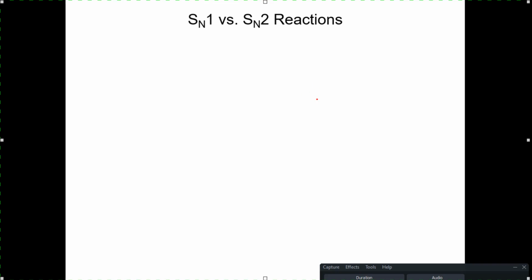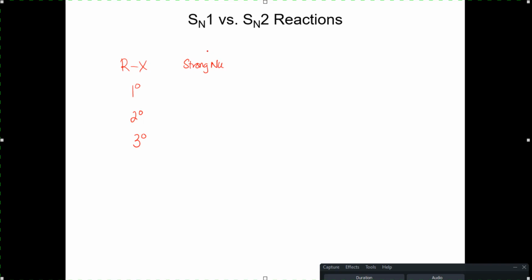So now let's talk about SN1 versus SN2 reactions and kind of bring everything together. What we'd like to be able to do is to predict, when will a reaction be SN1, when will a reaction be SN2. So what I like to do is create this chart of alkyl halide: primary, secondary, and tertiary. And over here, let's talk about what happens when I have a strong nucleophile.